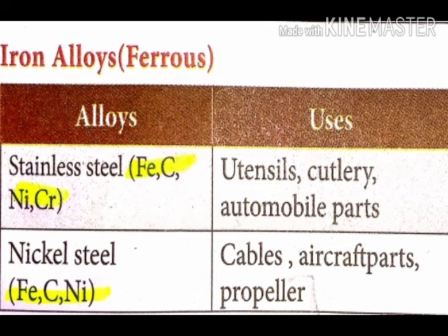Okay, so carbon is not a metal, it is a non-metal. So iron, nickel, chromium are metals and carbon is a non-metal. So alloys are mixed with metals and non-metals also mixed together. Okay, so stainless steel contains metals and a non-metal, and it is used for making utensils. Utensils is nothing but vessels.